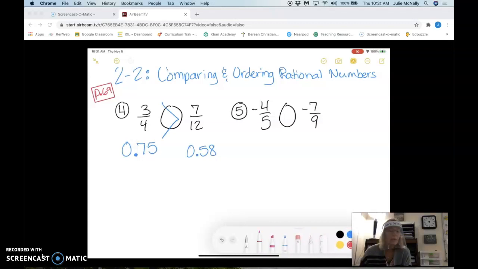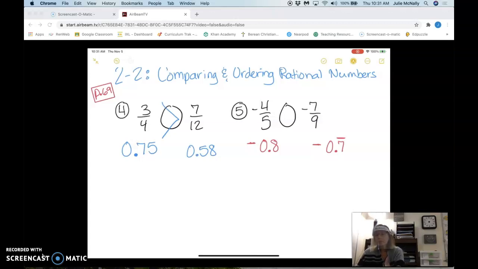The tricky thing with number 5 is that we're dealing with negatives. So remember, when you're dealing with negatives, you always got to think a little bit backwards. So I'm going to put my negatives down first so I don't forget that I have negatives. And what's 4 divided by 5? 4 divided by 5 is 0.8. Negative 0.8. And then this one, 7, it looks like the 7 keeps repeating. So I'm going to write it like that.